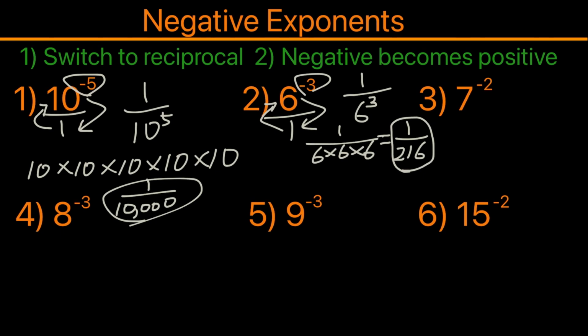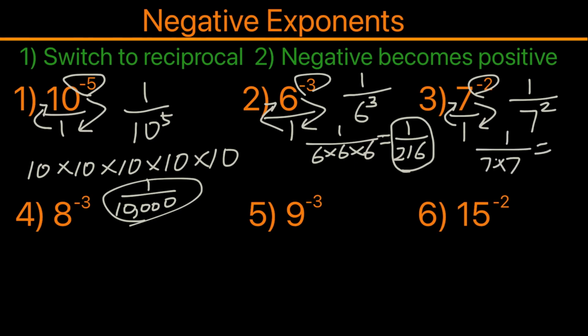Now what about number 3? 7 to the negative 2. Adding the denominator, swapping, 1 over 7 squared. And that's simply 7 times 7. So 7 times 7 equals 49. And then we have our answer as 1 over 49.